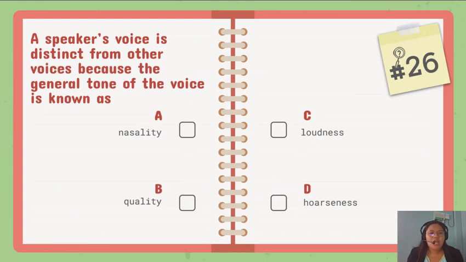Number 26. A speaker's voice is distinct from other voices because the general tone of the voice is known as A. Nasality, B. Quality, C. Loudness, or D. Hoarseness. The correct answer is letter B. The distinction of an individual's voice is defined or determined in terms of voice quality. It is the uniqueness of a person's voice.